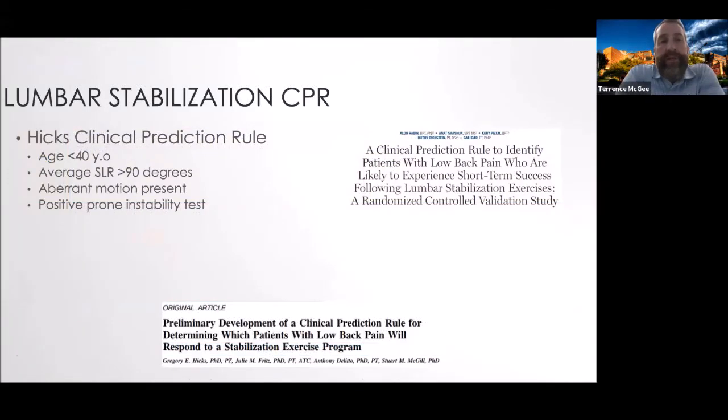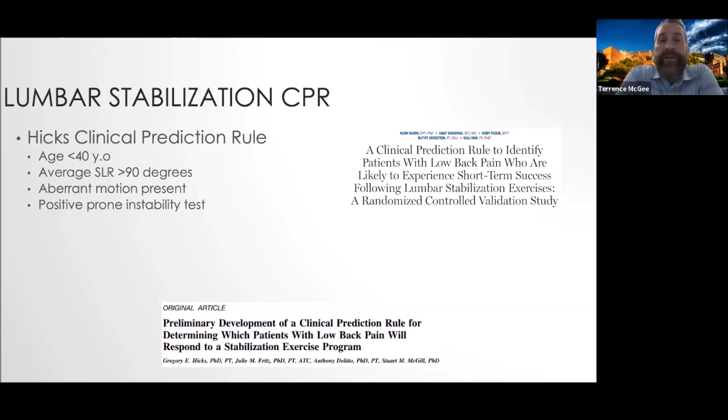So there were attempts by Hicks in the past, as well as Raven, to look at the development of a clinical prediction rule for individuals who would benefit from stabilization. And Hicks looked at 4 variables in particular, and that was less than 40 years of age, an average straight leg raise of greater than 90 degrees, the presence of an aberrant motion. And to me, aberrant motions might be somebody who does some thigh climbing, or maybe even knee flexion, transitioning from forward bend to fully upright.